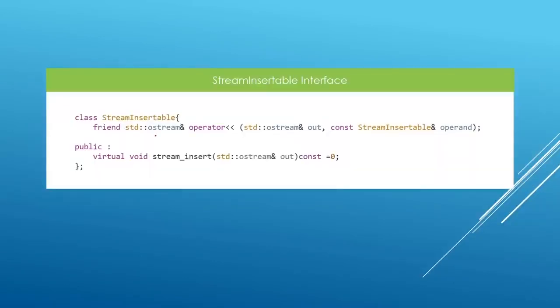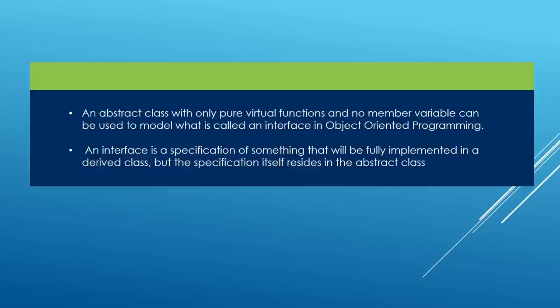Let's look at a simple example here. Here we have a simple class called streamInsertable. You see that it doesn't have any member variable. It only has a pure virtual function here and a helper function that we could set up to help us do a few things. The only specification to make this an interface is to have only pure virtual functions and no member variables. If you have a member variable, this is going to stop being an interface in C++. Okay, so you can think of an interface as an abstract class with at least one pure virtual function and no member variable. That's going to make it an interface.